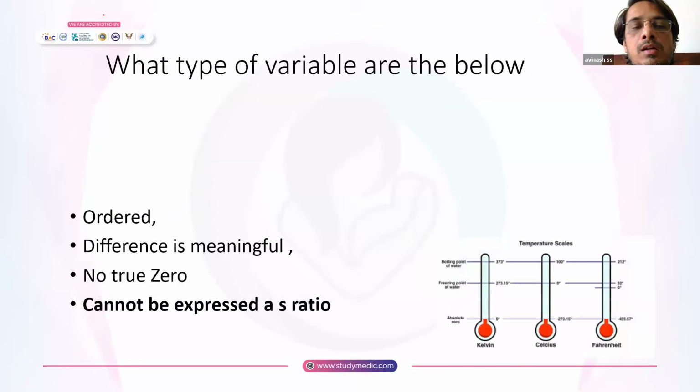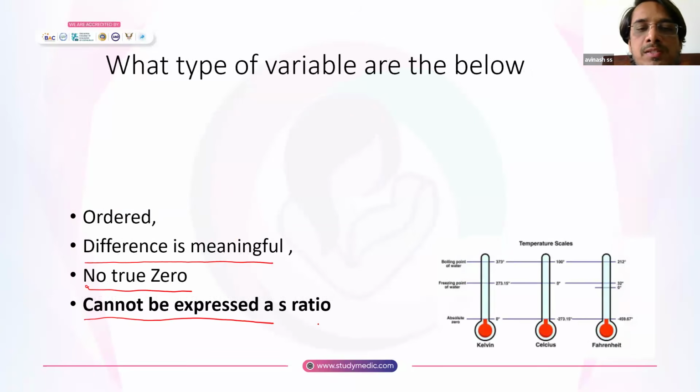Now coming to the quantitative variables, they are measured in either interval or ratio scale. Now interval scale means they are number ordered. The difference is meaningful. That is the difference between the ordinal and the interval. The difference is meaningful, but there is no true zero, and hence they cannot be expressed as a ratio. What do you mean by that? For example, temperature in degrees Celsius of 0 does not mean absence of temperature.